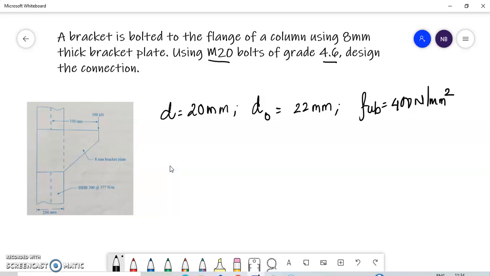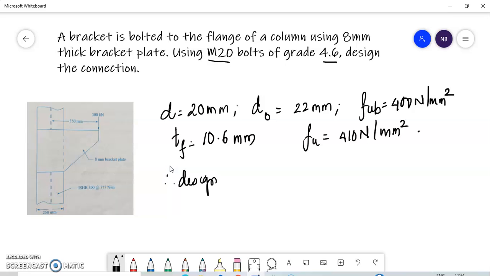In this problem, since we are given ISHB 300, the flange thickness, please refer to the steel tables for this, is 10.6, and the thickness of the bracket is 8 mm. That's why we consider the minimum of the two. For rolled sections, we know that ultimate strength is 410 Newton per mm square. The bolts are in single shear, and therefore design strength of a bolt is given by this formula.